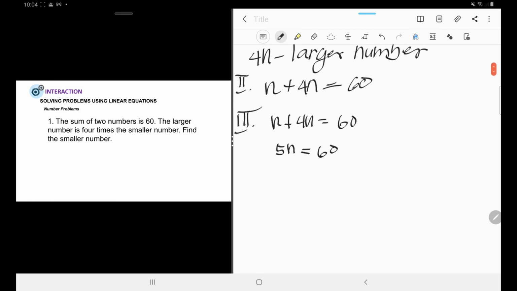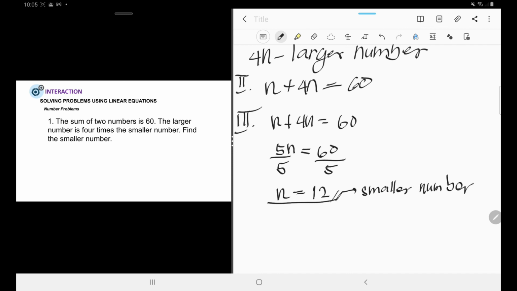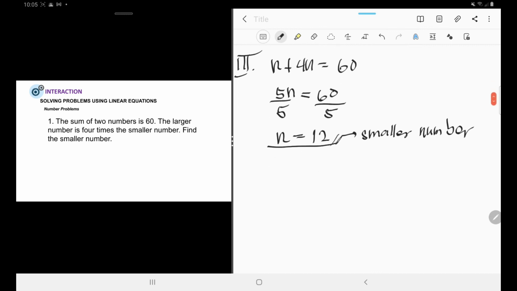And we are solving for the value of n here. So applying the division property of equality, we divide both sides of the equation by 5. And 5n divided by 5 is 1n, or we simply write n. And 60 divided by 5 is 12. This is now the smaller number. Okay, step 4 is to check the answer.